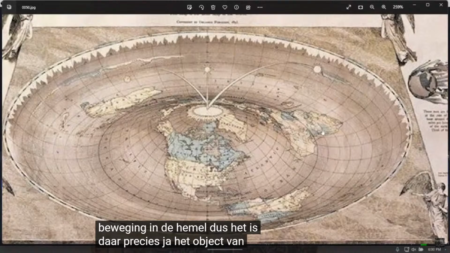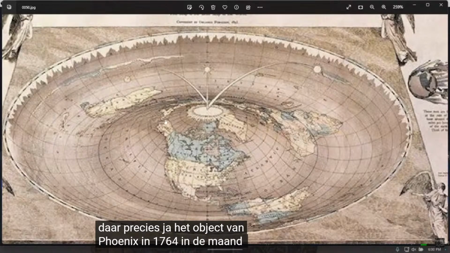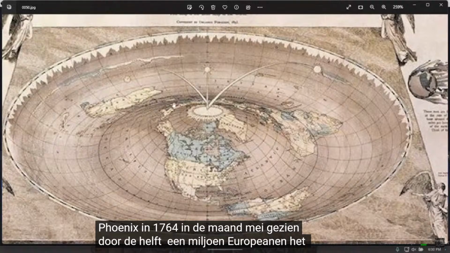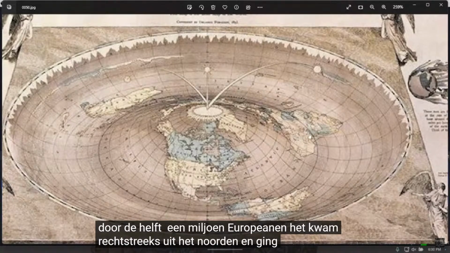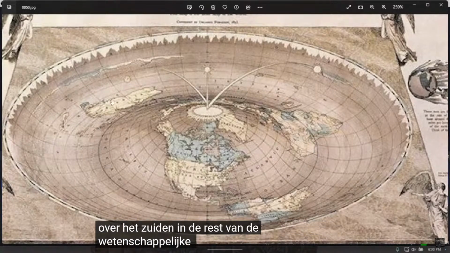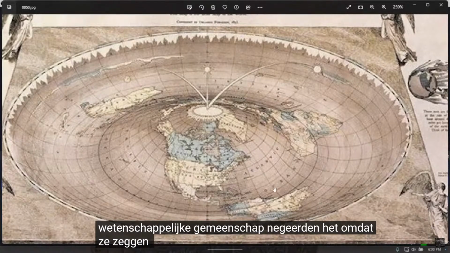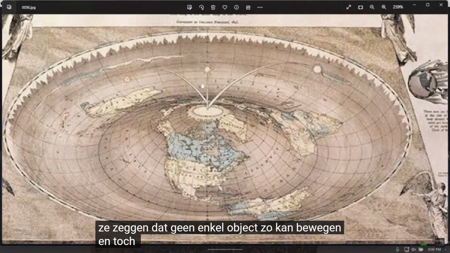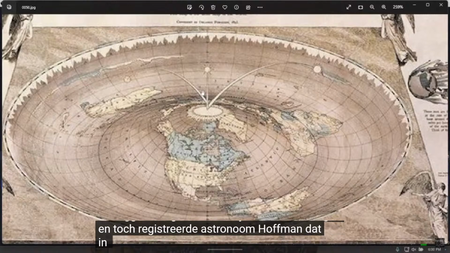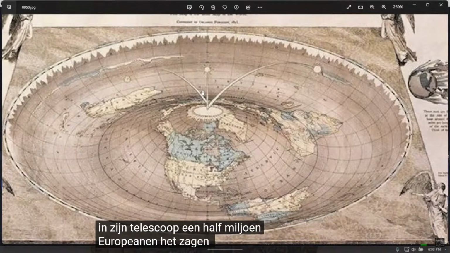The object of Phoenix in 1764 in the month of May, seen by 500,000 Europeans, came straight out of the north and passed over the south. And the rest of the scientific community ignored it because they say no objects can move like that. And yet, astronomer Hoffman recorded that in his telescope, and 500,000 Europeans watched it happen in the sky.